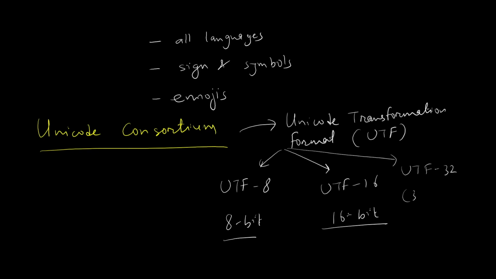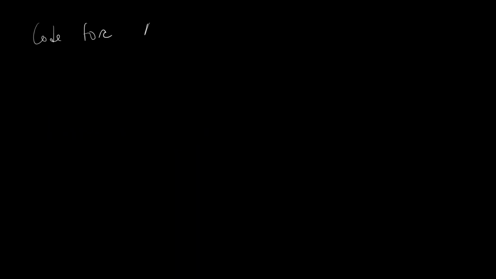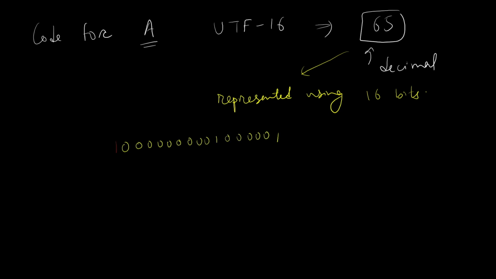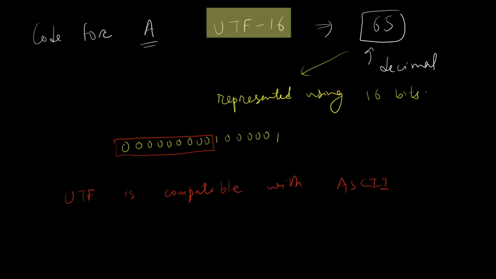having 32-bit long code. The code for capital A in UTF-16 is still decimal 65, but it is represented using 16 bits. Just observe that the following 9 zeros are prefixed with ASCII code 1000001 to get the UTF-16 code for the character capital A. UTF is backward compatible with ASCII, meaning the code of A in UTF-16 is the same as in ASCII. This is how text is represented in a computer.